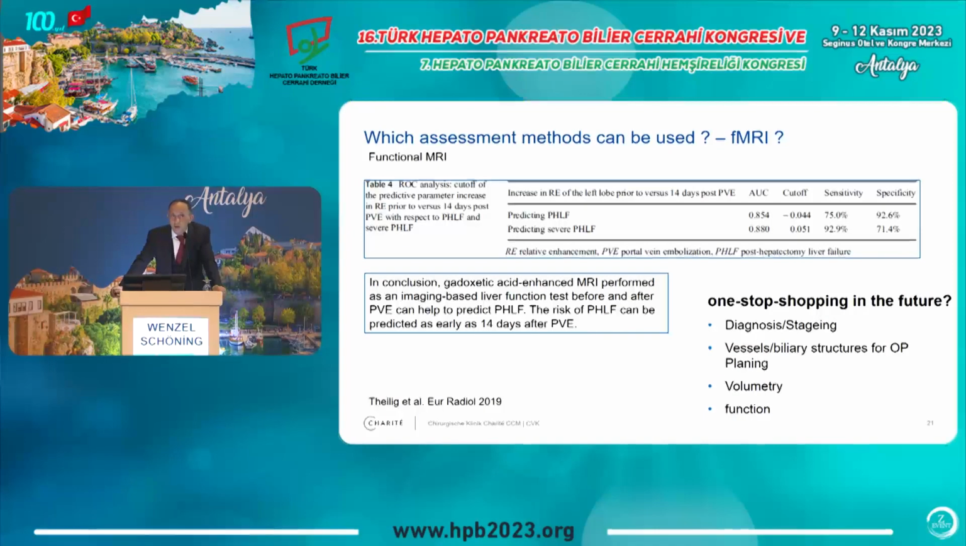So after this conclusion, I always ask my radiologists, okay, this is very good, you have good results. When do we have the one-stop shopping? I want to send you a patient, you just do the MRI and you can give me information about diagnosis, staging, vessels, biliary structures for OP planning, volumetry and function. And this is still something for the future. Unfortunately, we still need more examinations and not only one-stop shopping, but maybe in a couple of years we can do this with just one MRI.